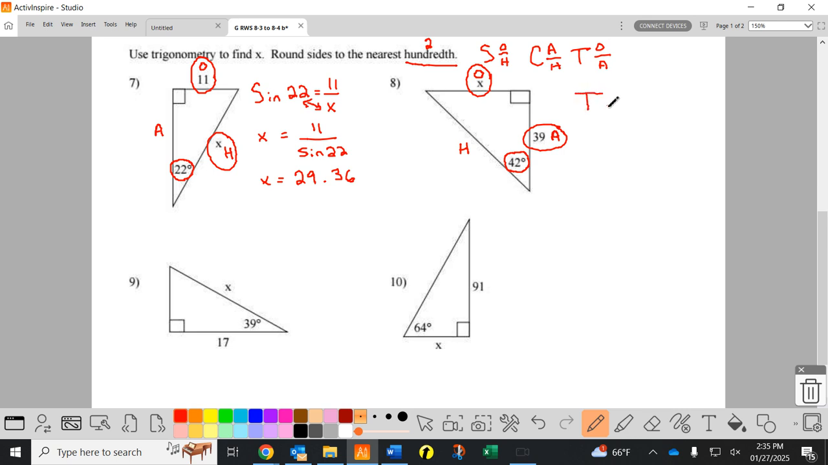So it's going to be tangent of the angle, which is 42, equals the opposite over adjacent, so it's going to be opposite, which is x, over the adjacent, which is 39. Now when the number is on the bottom, you're going to multiply both sides by 39. When you multiply both sides by 39, you're going to use your calculator to multiply that out. That cancels out. All we got left on that side is x. Clear it out. It's going to be 39 times 42 tangent equals.